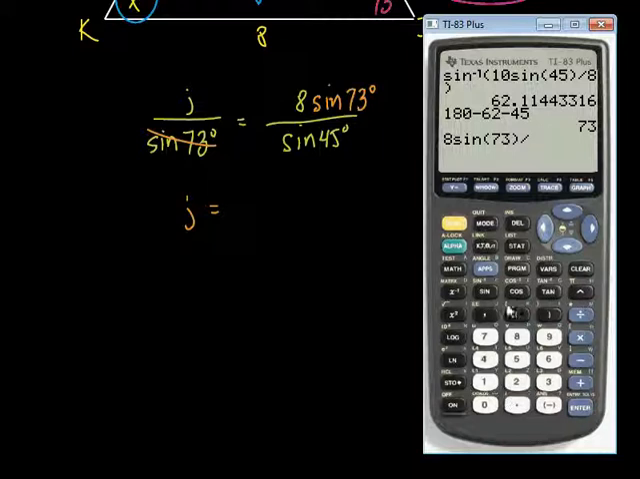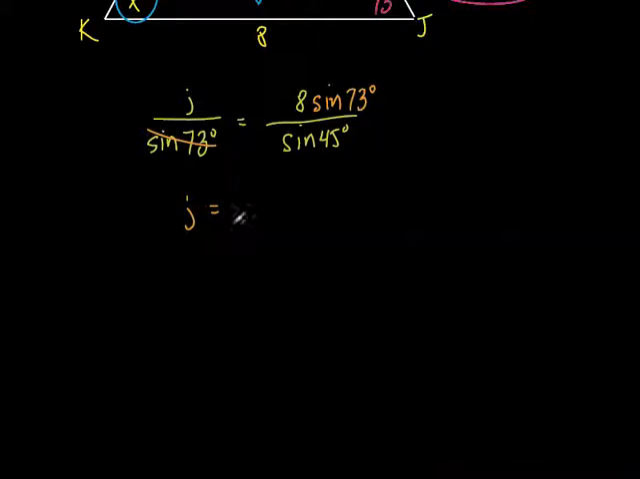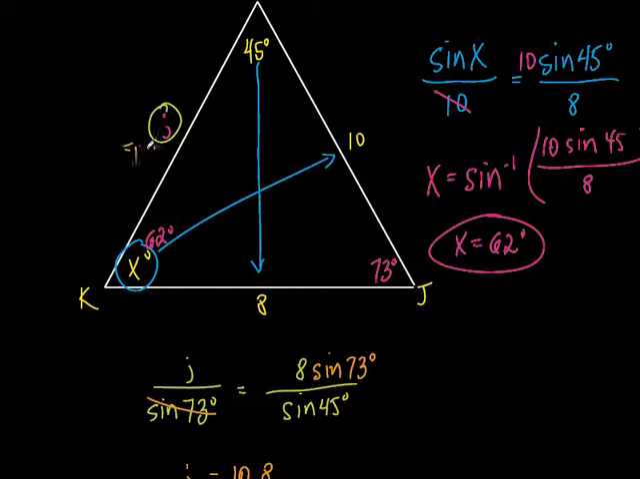Sine of 45, and that gives you about 10. This is a side, so we'll round it to the nearest tenth, so 10.8. So there we go. We solved for everything on this triangle. That's 10.8. We got all three sides, we got all three angles, and now we're good to go.